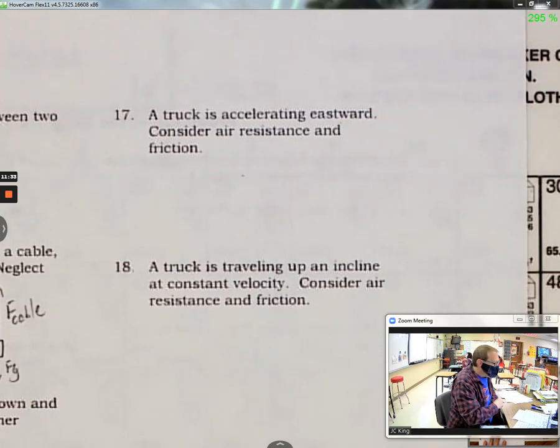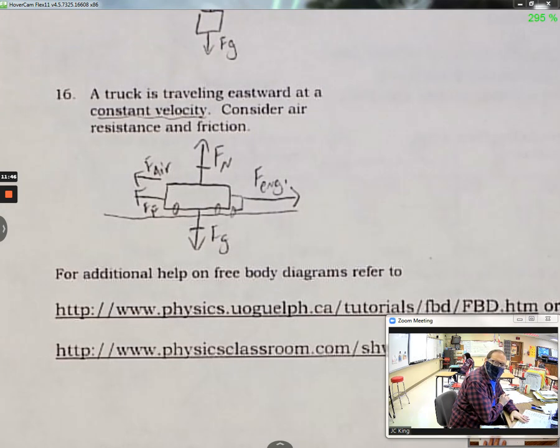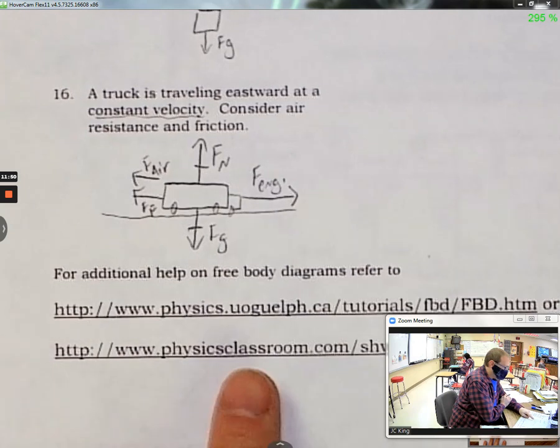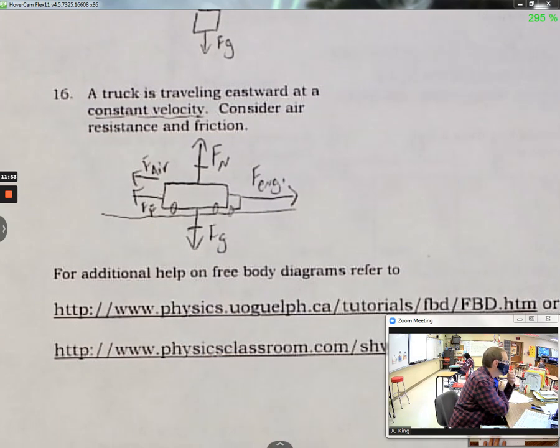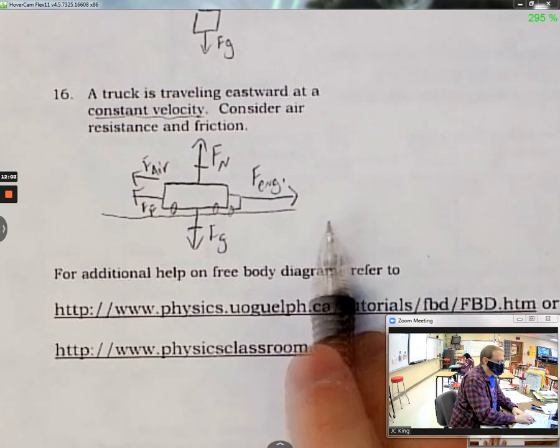All right. A truck is accelerating eastward. Consider air resistance and friction. Oh, I see what they did here. So it's going to be pretty much exactly what we had for 16, except it's going to be different how? So instead of going at a constant velocity, how do we show that with our arrows? We favor forward, the force of engine. So it's going to be identical to that, except the force of engine is going to be larger.